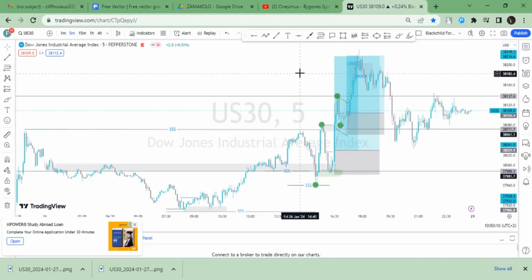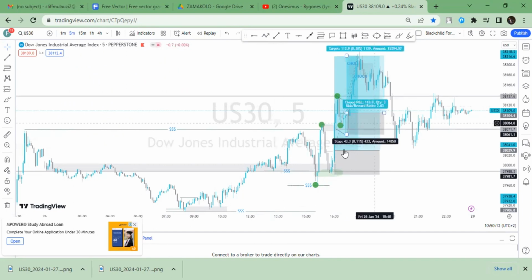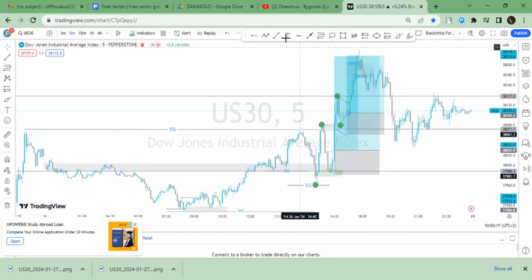Great. What's up, guys? So this is my chart, and this is a trade that we took yesterday. We entered right here, and we also scaled right here, and we exited right here. I want to show you how I was able to take this beautiful trade.